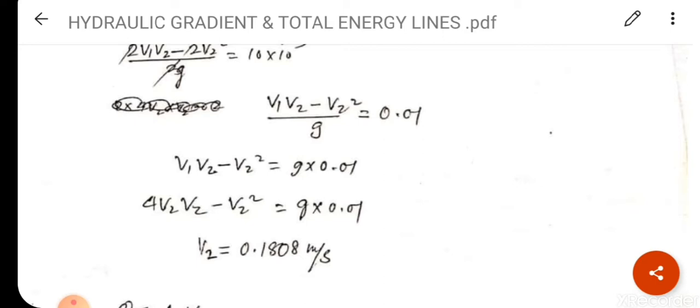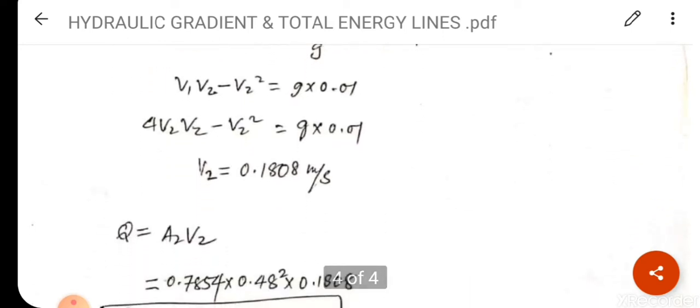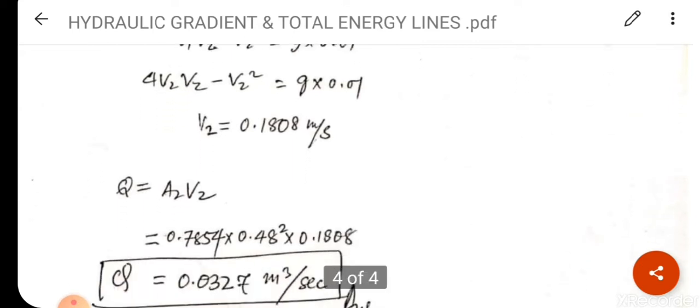Clear? So we will get v2 as 0.1808 meter per second. Clear? So you have to find the discharge, no need to find v1. If the question is asking to find v1, you can solve, v1 is equal to 4 v2. Clear? So discharge will be given as Q is equal to a2 into v2.